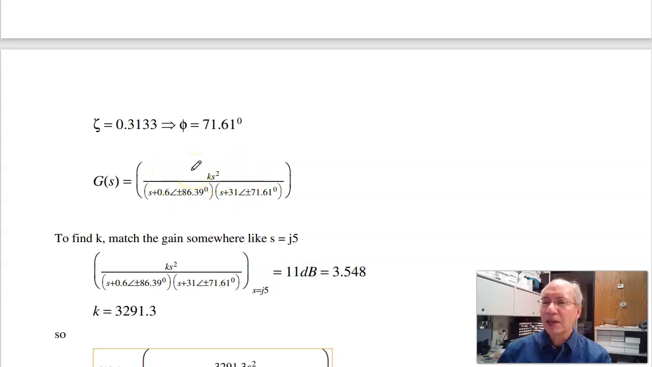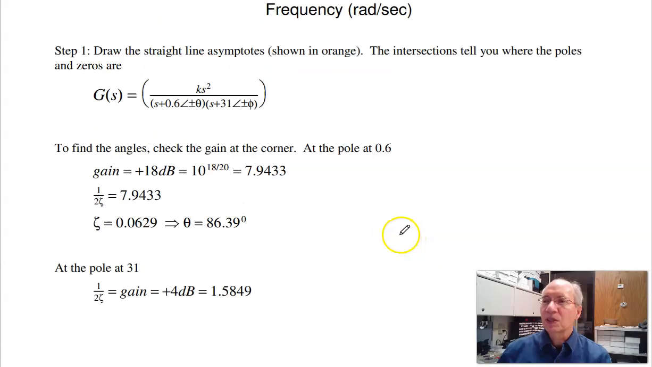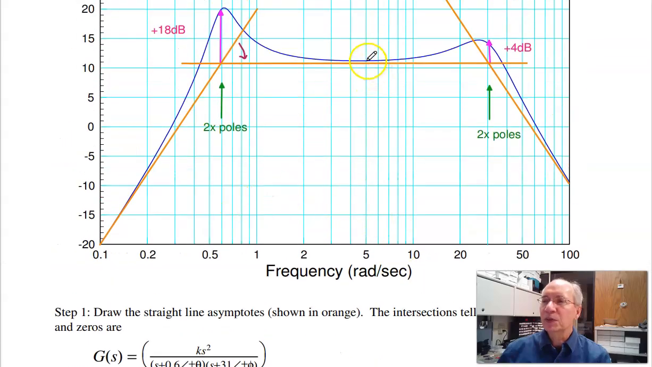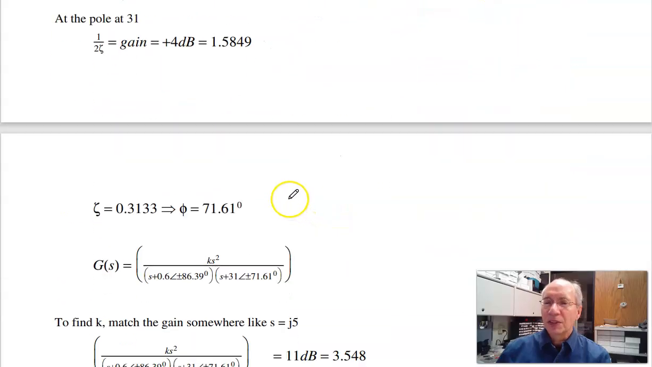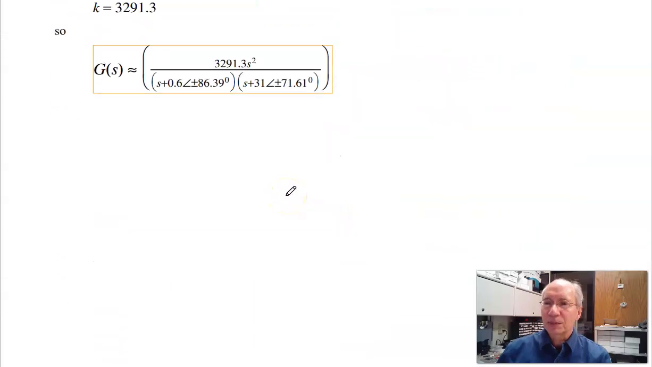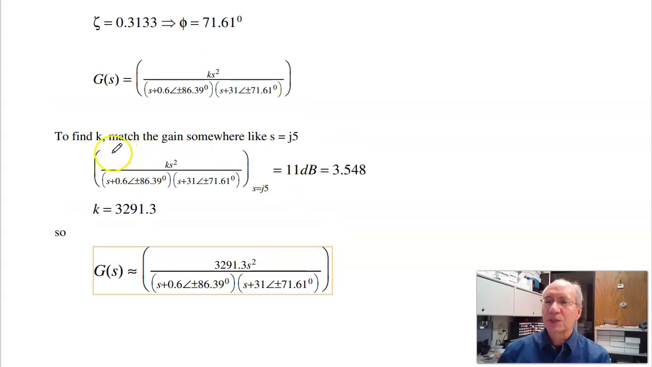To find K, match the gain at some point. You can pick any point that you want. I chose 5 radians per second, but any point works. If I choose 5 radians per second, that is, at j5 radians per second, I should get 11 dB, or 3.548. Solve for K, and K is 321.3291.